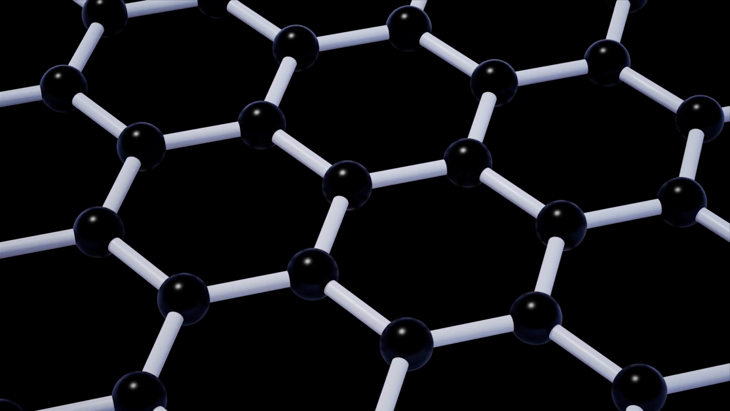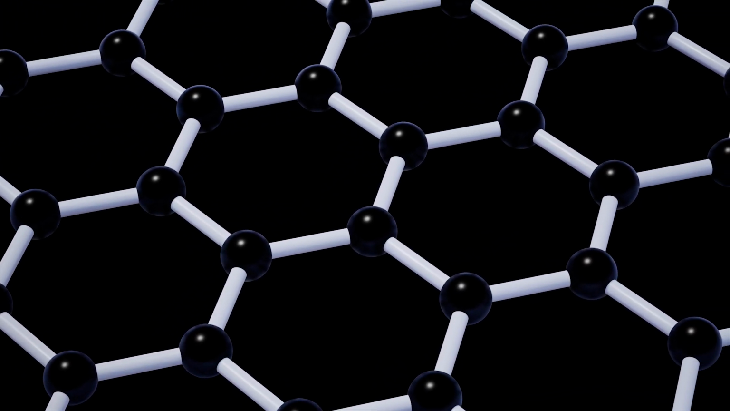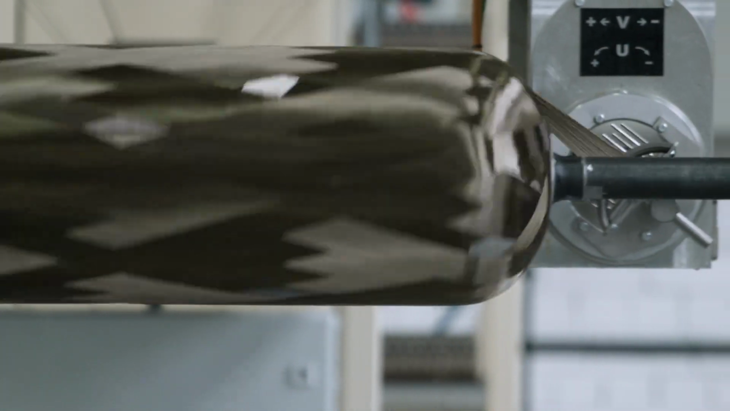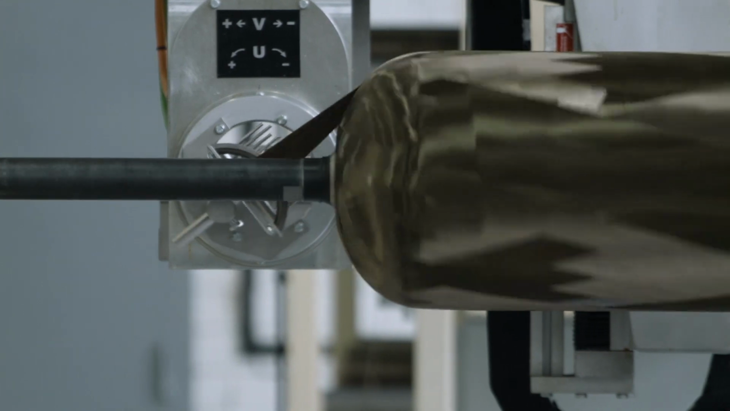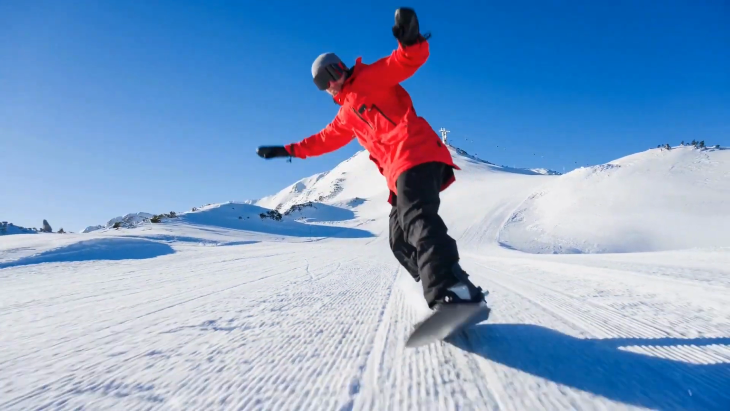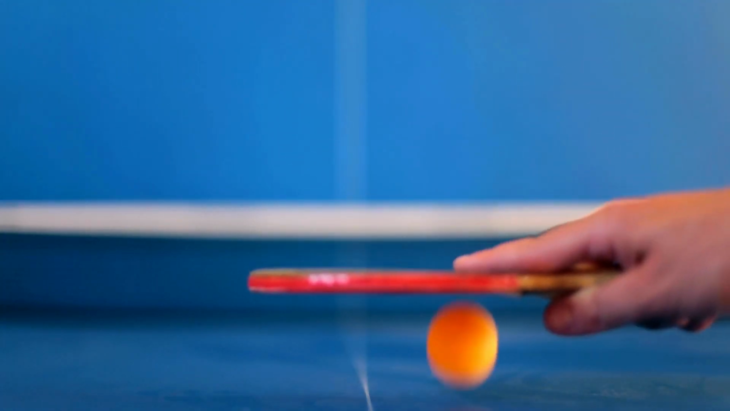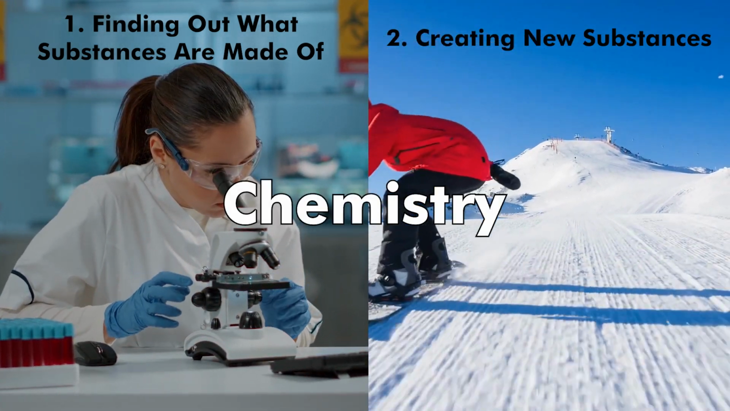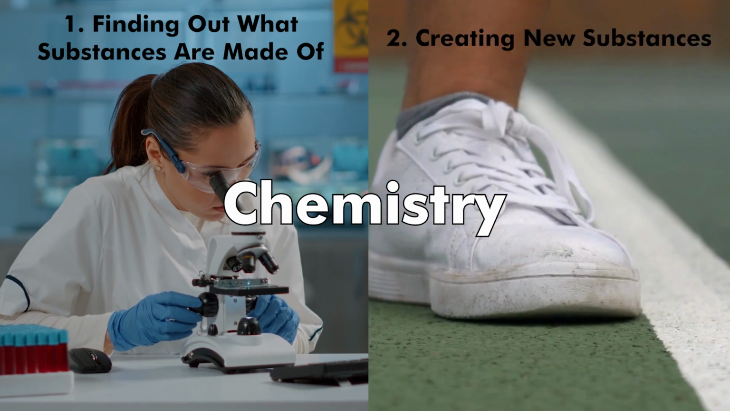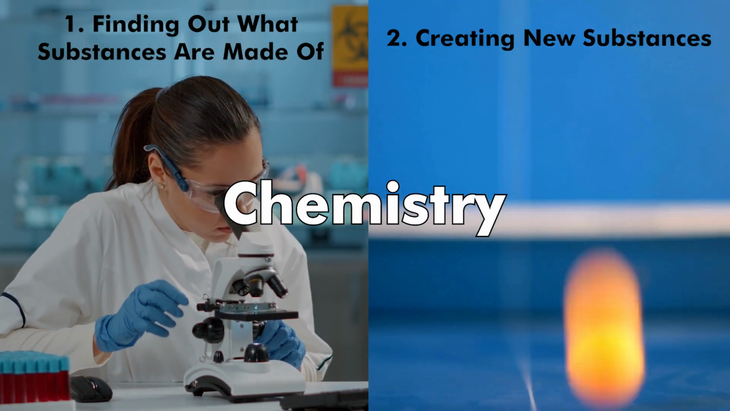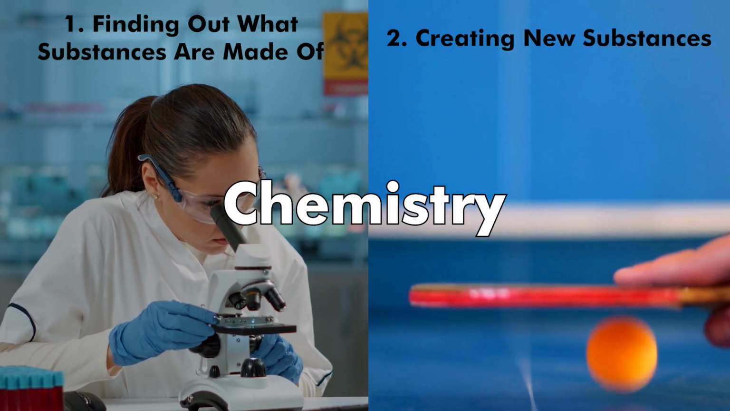For example, people used a certain combination of atoms to create a brand new man-made substance that is super light, but also super strong, and it's called Kevlar. Kevlar has been used in snowboards and skis, in shoes, and even in ping pong paddles. Doing either of these two things is called chemistry. We do chemistry to better understand the substances in our world and to make new, valuable substances that can improve our lives.